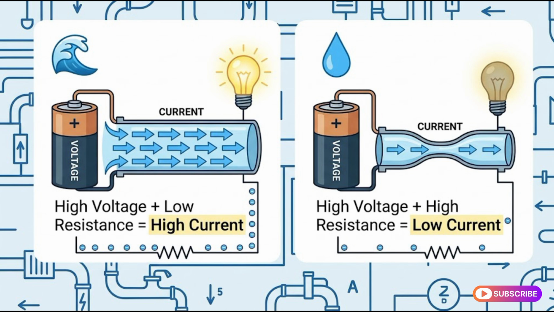Now, on the other hand, let's say we keep that high pressure, but we switch to a very narrow pipe. The pressure is really fighting to push water through, but the pipe is fighting back. Less water flows. So, high voltage plus high resistance equals a low current. As you can see, simply changing the pipe's width drastically alters the entire flow.